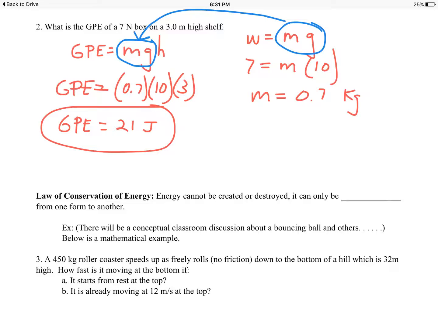All right, we have the law of conservation of energy, which states that energy cannot be created or destroyed, it can only be transformed.